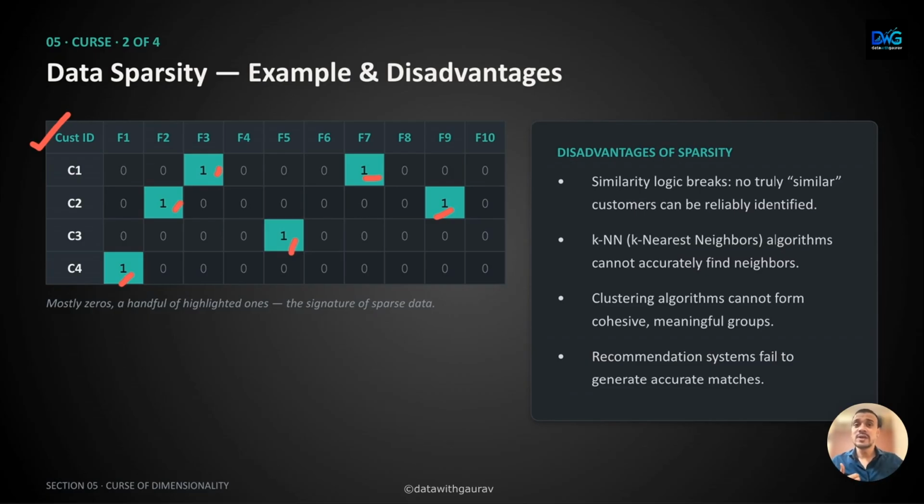First, the very idea of similarity begins to break down. Since customers rarely share the same active features, it is difficult to confidently identify who is truly similar to whom. This directly affects k nearest neighbor or KNN, because if no meaningful neighbors exist, the algorithm struggles to make reliable predictions. The same issue impacts clustering algorithms as well, like k-means. Instead of discovering clear cohesive groups, the data becomes too scattered to form any meaningful clusters.